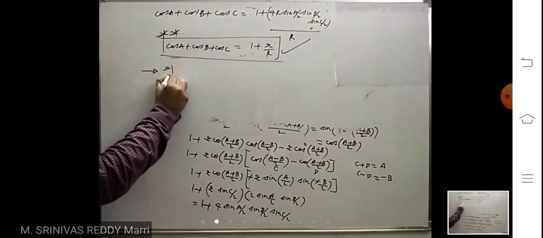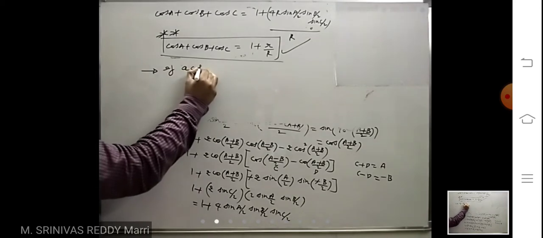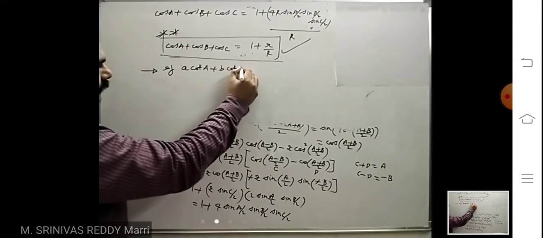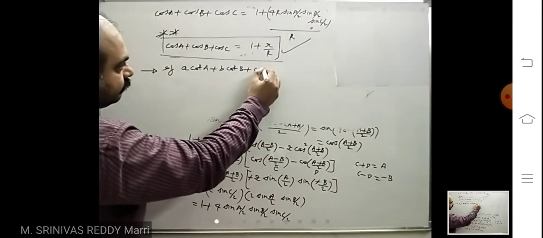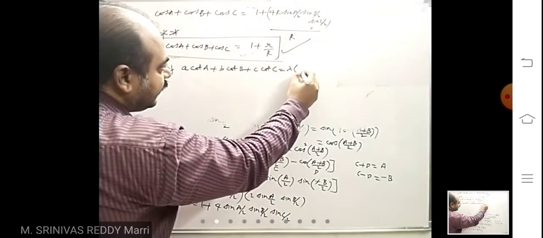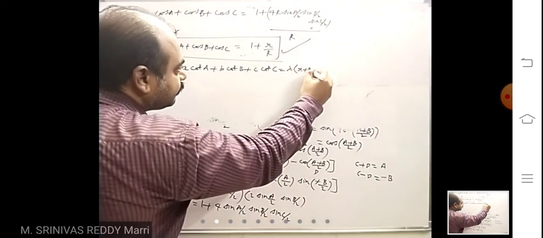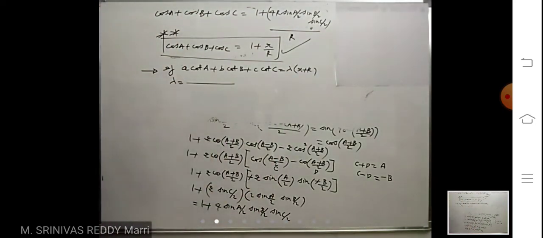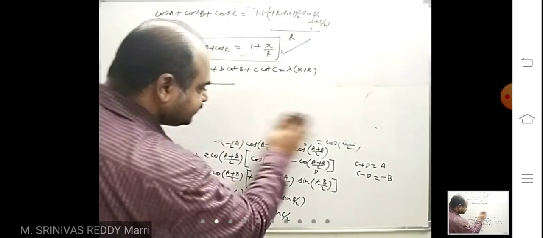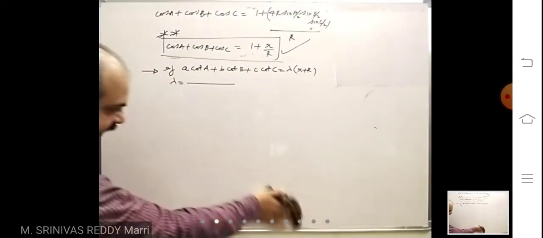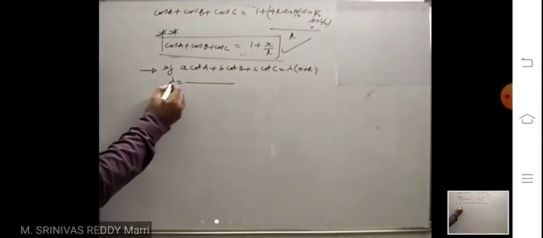If A cot A plus B cot B plus C cot C equals lambda into small r plus capital R, lambda equals dash. Take this problem. So given that this is equal to lambda into small r plus capital R, you have to find the value of lambda. Look at this, I am taking.